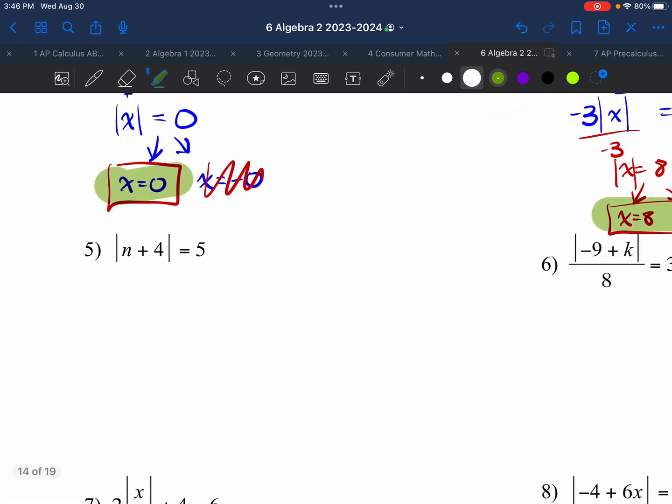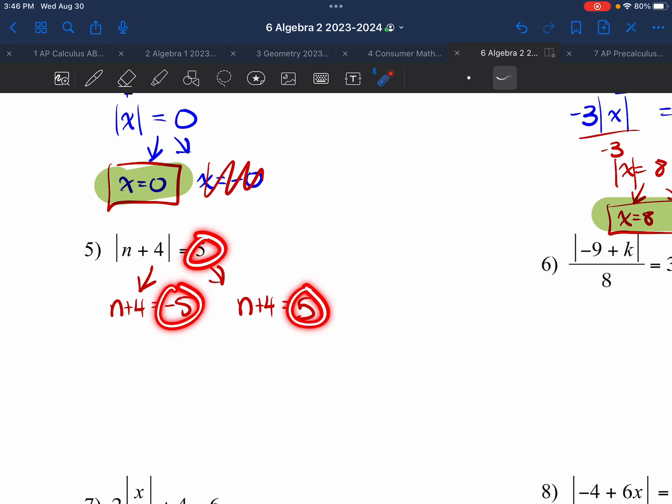First, I need to isolate the absolute value, and you can see the absolute value has been isolated. So now I can split it into two separate equations. The first equation is you keep the inside, n plus 4, and then you change the outside, negative 5. The next equation is going to be keep the inside, n plus 4, and the outside stays the same. You need both a negative and a positive version of the outside, unless the outside was negative, in which case the answer is no solutions.